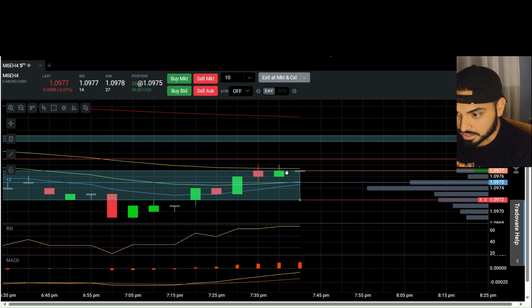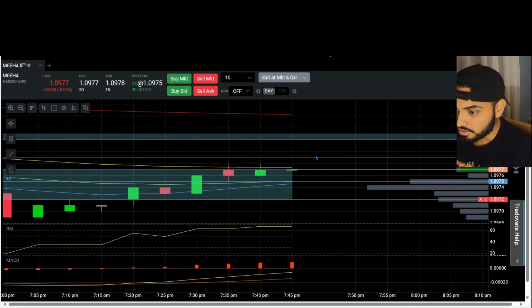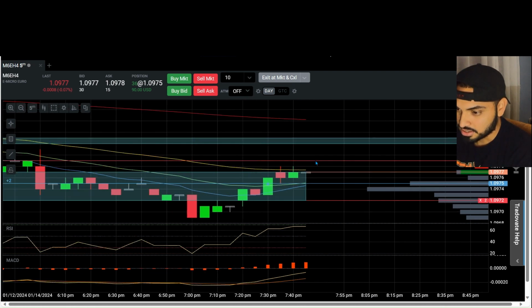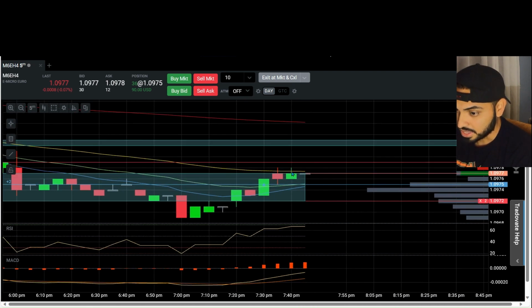Price got rejected again by the 48 EMA. Look how the new candle just formed, and it didn't form above the 48 EMA. So there is a significance of a barrier on that 48 EMA. Price action is getting rejected by that EMA. It could curl back down. That's why I have a tight stop.